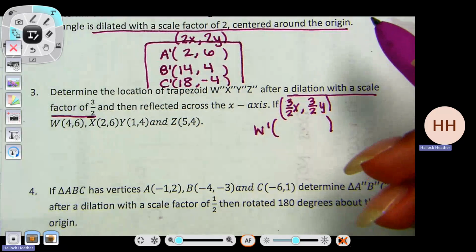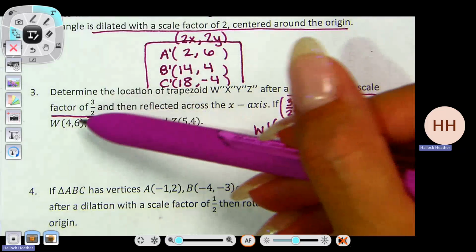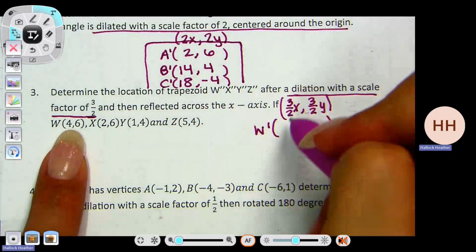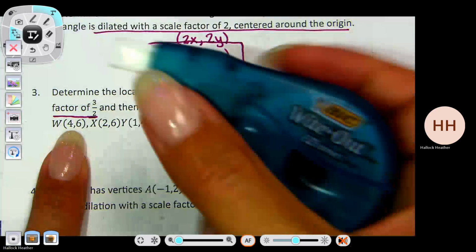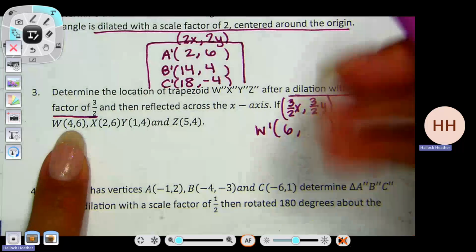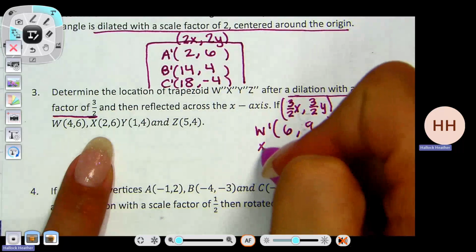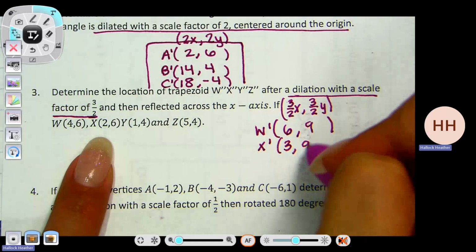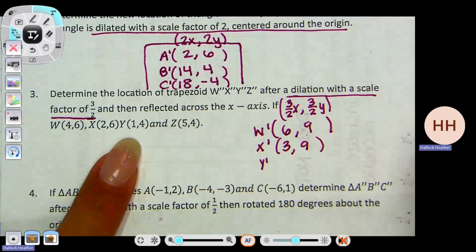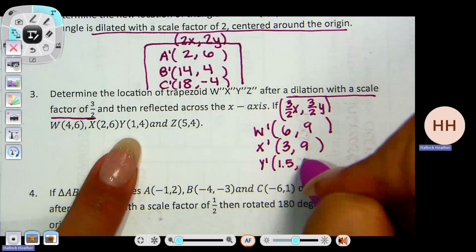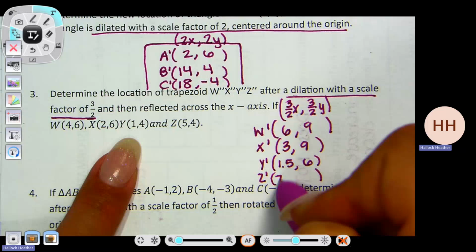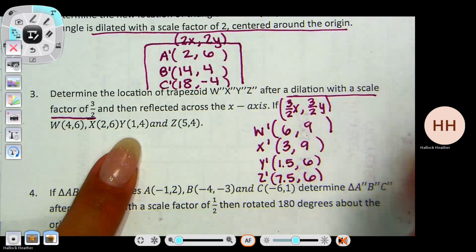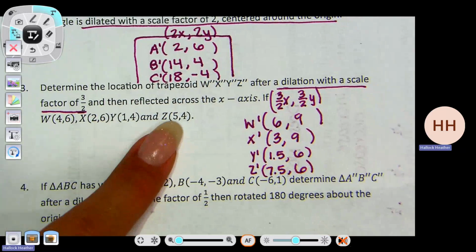Okay, if it was 4, 6, and I multiply by 3/2 using the fraction, what do I get for W prime? 6, 9. What's X prime? 3, 9. And then Y prime? 1.5, 6. And then Z? 7.5, 6. That one has a lot because it's a trapezoid. It says Z. You missed a point.